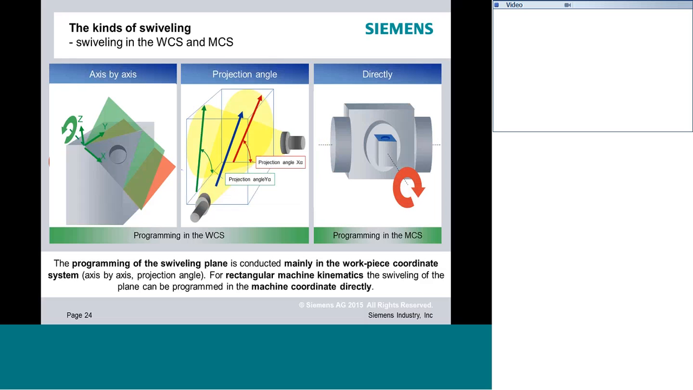So what that means is, do I want my program to only be able to run on this type of machine with these physical rotaries, an A and a C in this configuration? That would be what we call kinematic dependent programming. It's dependent on the machine tool. Or do I want my program to potentially run on any 5-axis machine? And that's called kinematic independent.